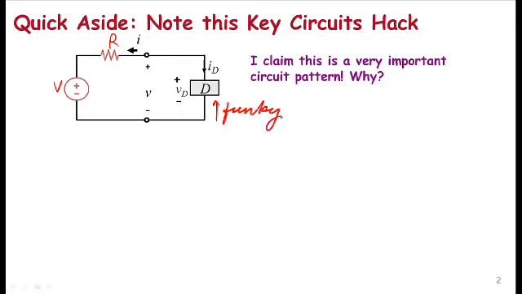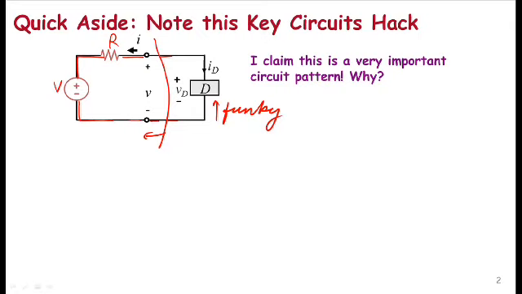If you look to the left of that device here, I have my usual stuff. I have a voltage source in series with a resistor. So I claim this is a very important pattern, where a voltage source in series with a resistor is connected to some interesting device in a series connection. I claim this is a very important circuit pattern. So what do you think? Why do you think this is a very important circuit pattern?